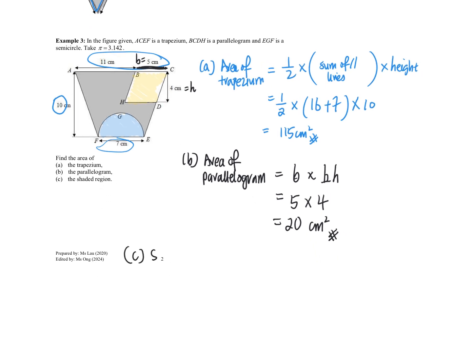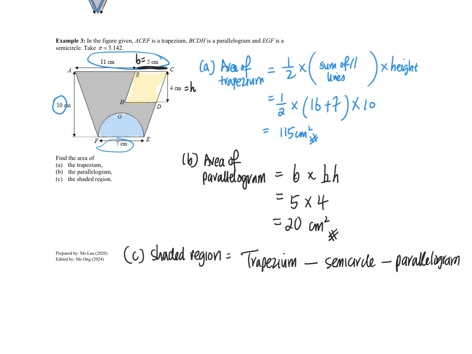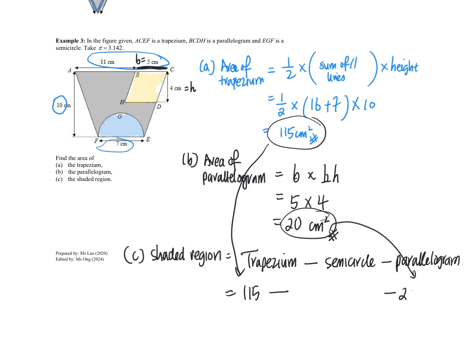Last one. I want shaded region. You do trapezium minus the parallelogram minus the semicircle. So trapezium, take away the semicircle, take away the parallelogram. So I already found the trapezium from part A, put here. I already found the parallelogram, put here. The only thing I haven't found is the semicircle.